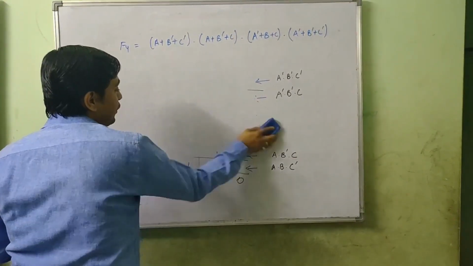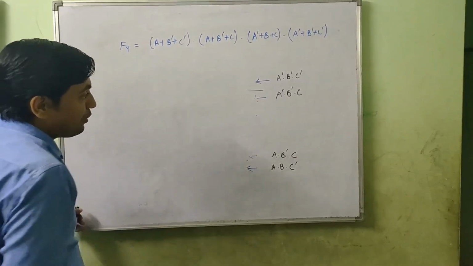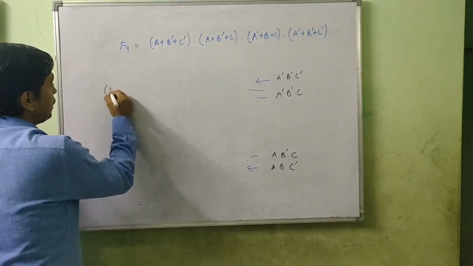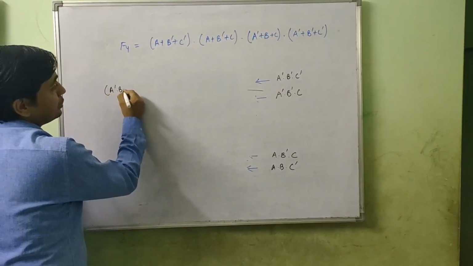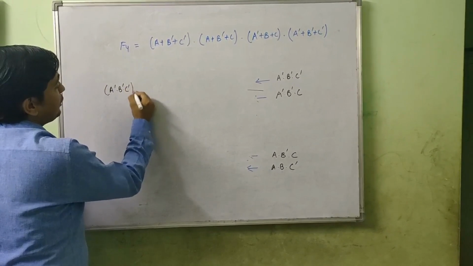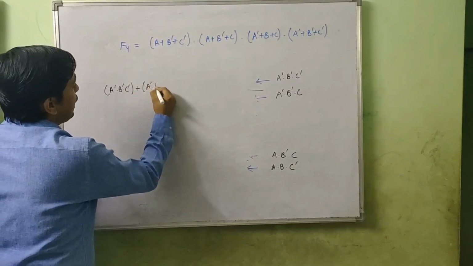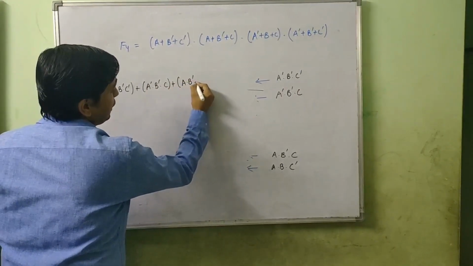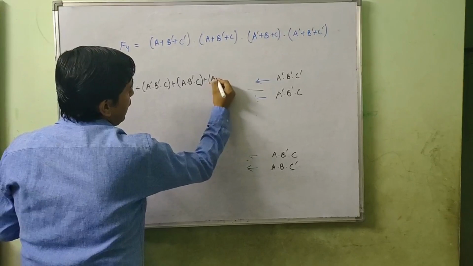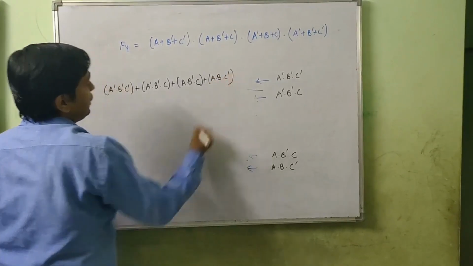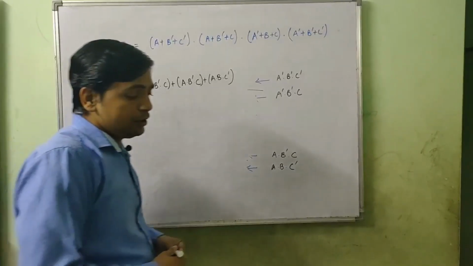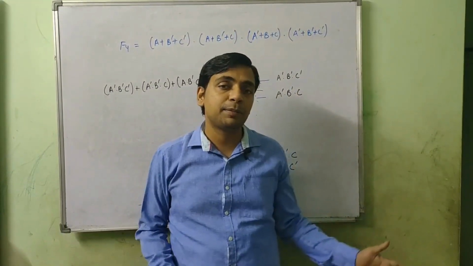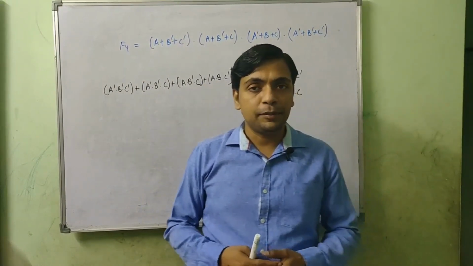Max terms are the thing where you have to work with zeros, min terms are the thing where you have to work with 1. Now all that you need is to note them down. So it will be A complement and B complement and C complement plus A complement and B complement and C plus A and B complement and C plus A and B and C complement. Okay, so we again converted a given POS expression to an SOP expression, and this time by truth table.